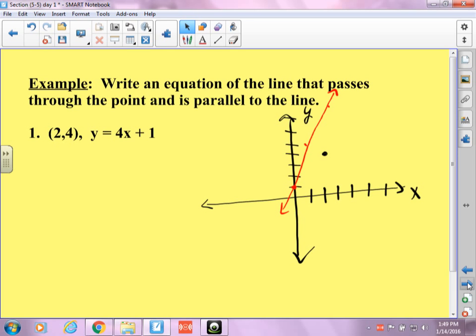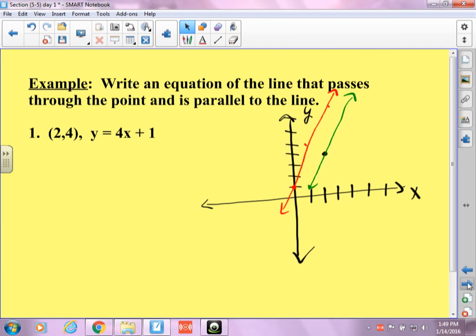What they're asking you to do is come up with the equation of a line that is parallel to the red line and goes through the black point. So this is what they're getting at. If I have a line that's parallel to the red line and goes through that black point, what is the equation of that green line? That's what you're trying to find. Okay? So this is how you're going to do it.